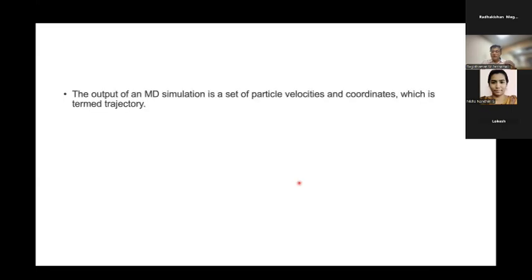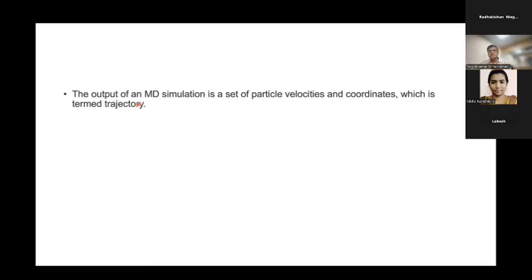Now, what is the output we get? The output we get is what we call a trajectory. That is the term that is used. A trajectory is like a movie. Like I said, it is a movie. But that movie is not a continuous movie. It is made up of snapshots.